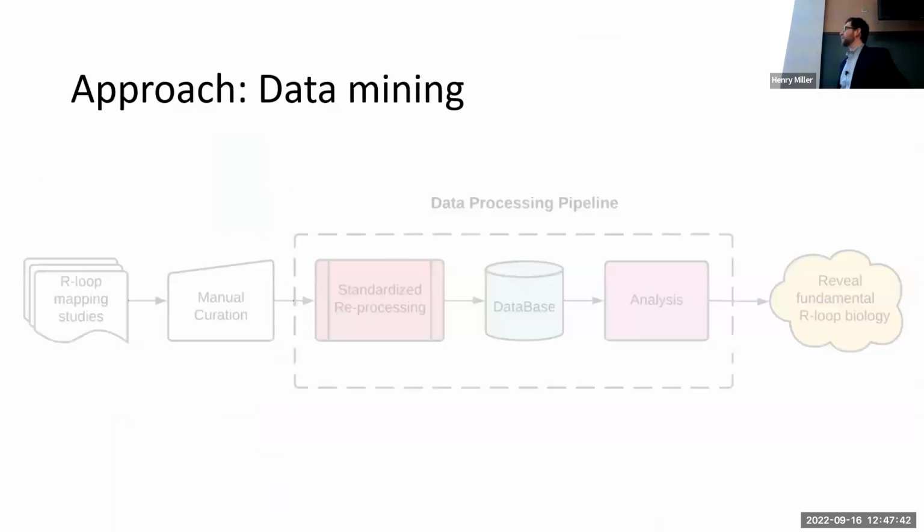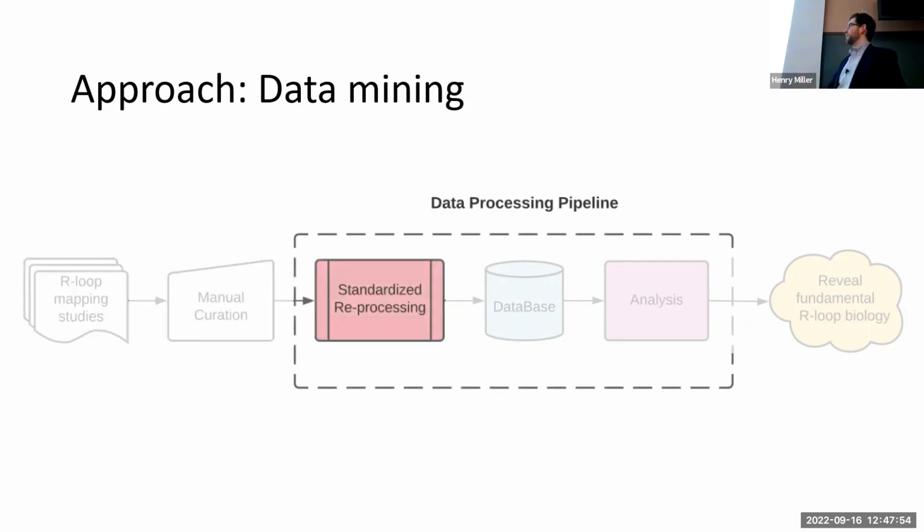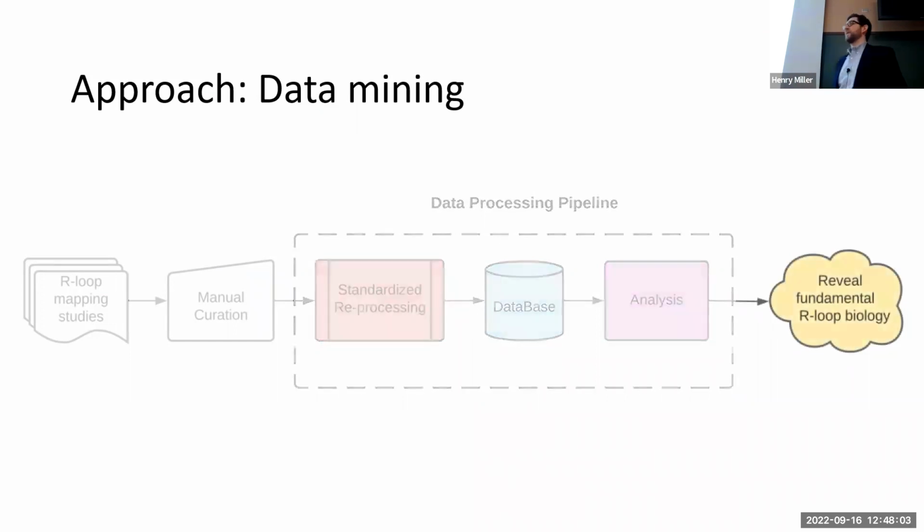So coming back to our approach here, we began by taking R loop mapping studies, manually curating them, and then using a data processing pipeline to standardize and reprocess those data, building a database of those data, performing meta-analyses. And the ultimate goal was we would be able to do all this and address some of those fundamental questions about R loop biology that I brought up earlier.